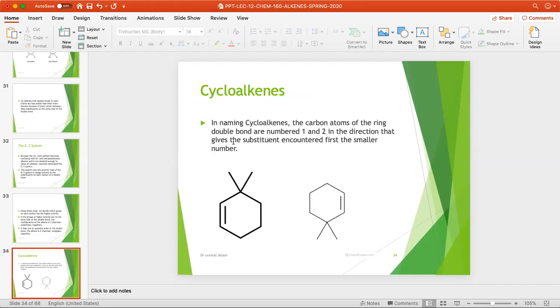Then we come to cycloalkenes, slide number 34. In naming cycloalkenes, the carbon atoms of the ring double bond are numbered 1 and 2, always in the direction that gives the substituents encountered first the smaller number. अब अगर आप इस diagram को देखें, so these two carbons are bearing the double bond. So हमने यहाँ से start करना है. This is carbon C1, C2 and C3. अगर हम इसको ऐसे चलते हैं, this is carbon number 1, 2, 3, 4, 5. So यही C1 और C2 में ही double bond है.